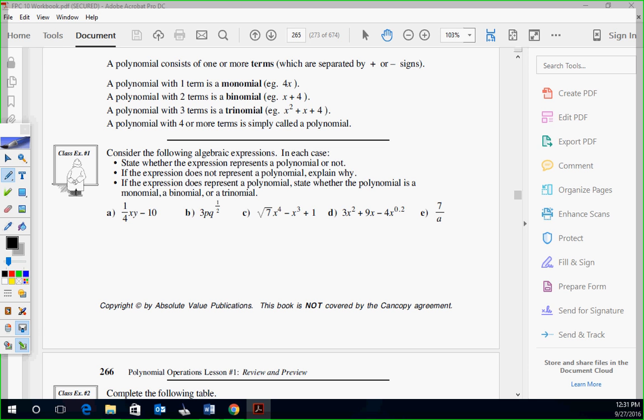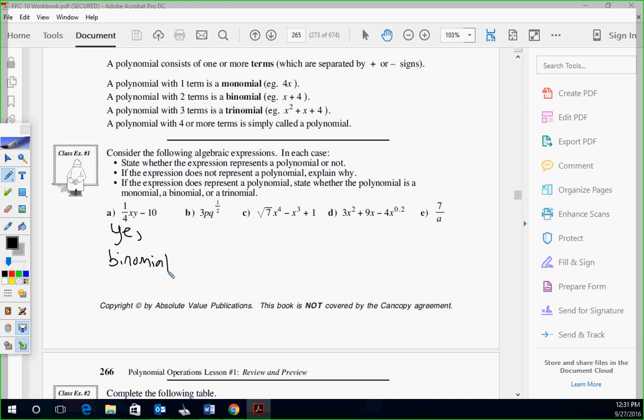So the first one, 1/4 xy minus 10. Is that a polynomial or not? Yes, because our variables have positive exponents. That's a 1, that's a 1, we're good. How many terms? 2, so it's a binomial. So it's yes for polynomial.